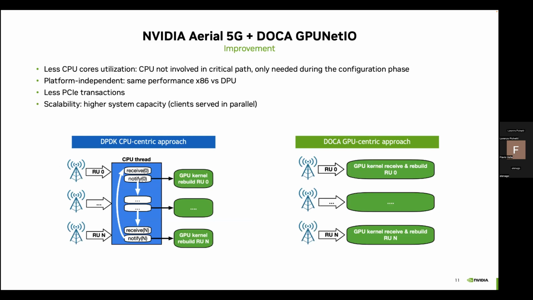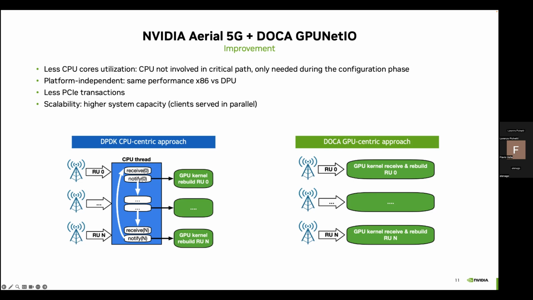So this is what I was describing. This is how we improved our NVIDIA Aerial 5G software with DOCA GPUNetIO, moving from a CPU-centric approach, where the CPU was mastering the communications, to a GPU-centric approach. On the left side, you have DPDK, our previous implementation that was mostly based on DPDK, a CPU-centric software. And basically here, you can think about Aerial as a central software for multiple antennas, for multiple radio units. Each radio unit for us is a client.